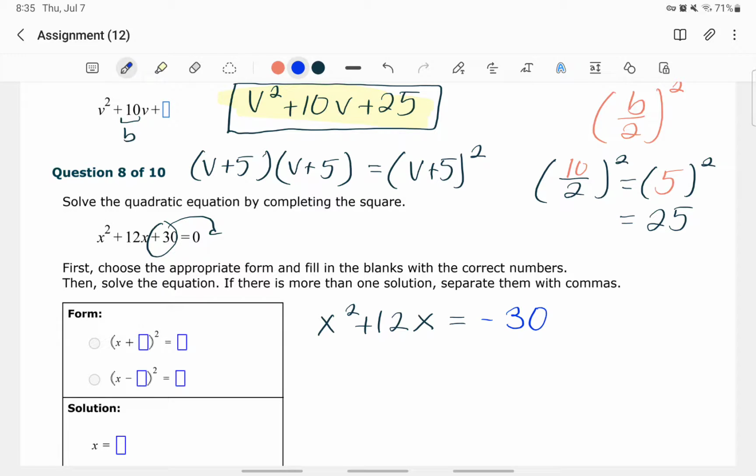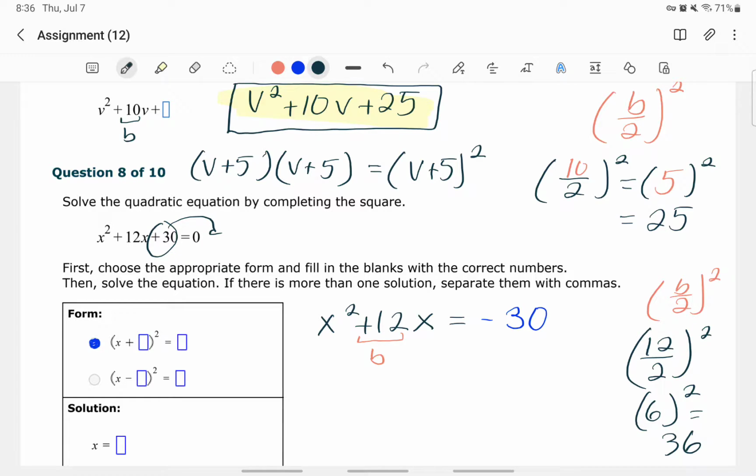And once again, we can already see the form that we're going to use. We're going to use the top one because this here is positive, but let's just prove it. Now we want to complete the square by using the complete the square formula. And our B term in this case is 12. So that's going to be 12 divided by 2, because it's B divided by 2 squared. That's going to be 6 squared. That's going to be 36. So keep that in mind.